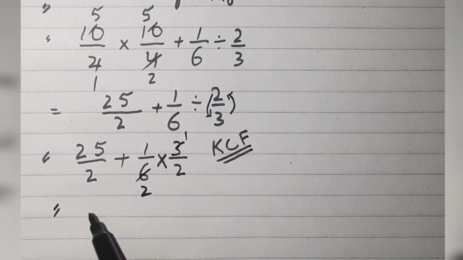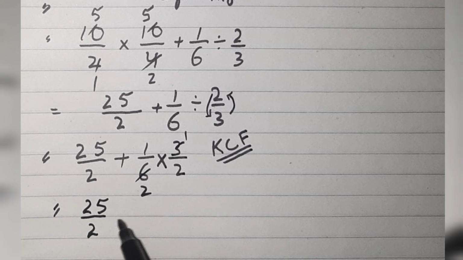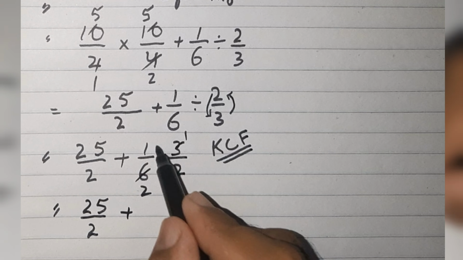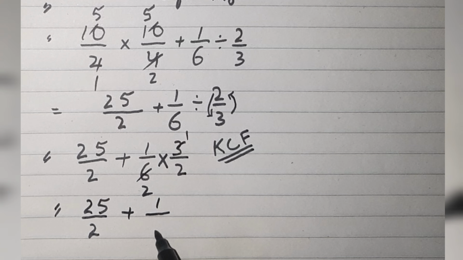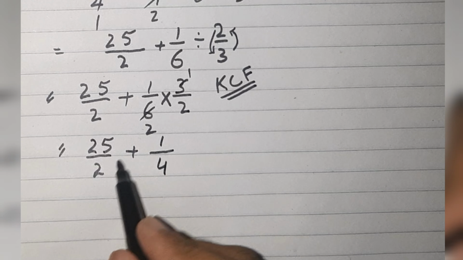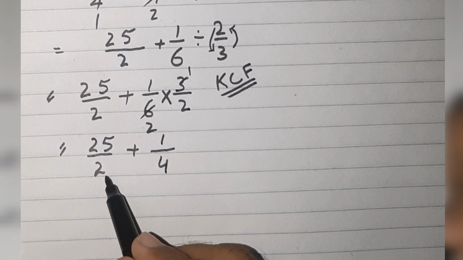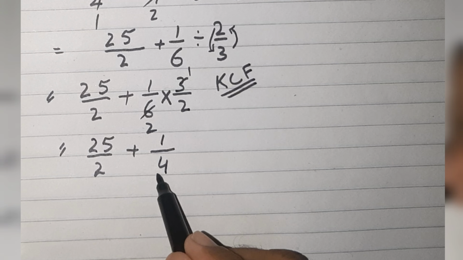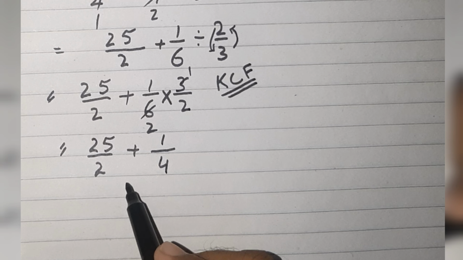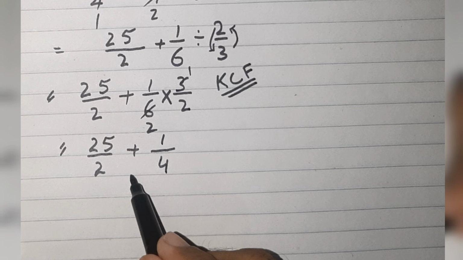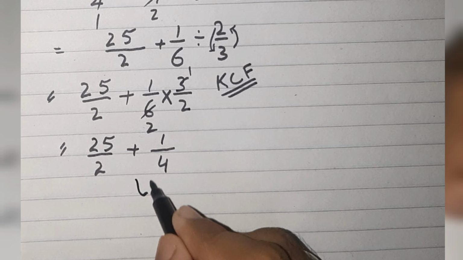2 and 1 do not cancel each other. So we write the equation: 25 over 2 plus 1 times 1 gives us 1 upon 2 times 2 gives us 4. Now 25 over 2 plus 1 upon 4. Here the two denominators 2 and 4 are different, so we cannot do the addition because the denominators are different. So now we find the LCM.